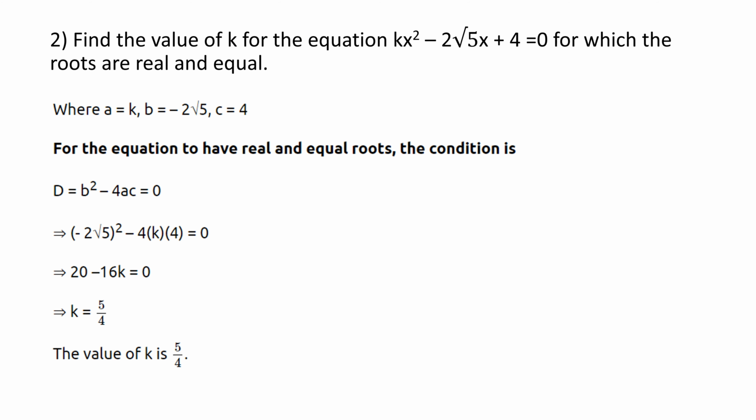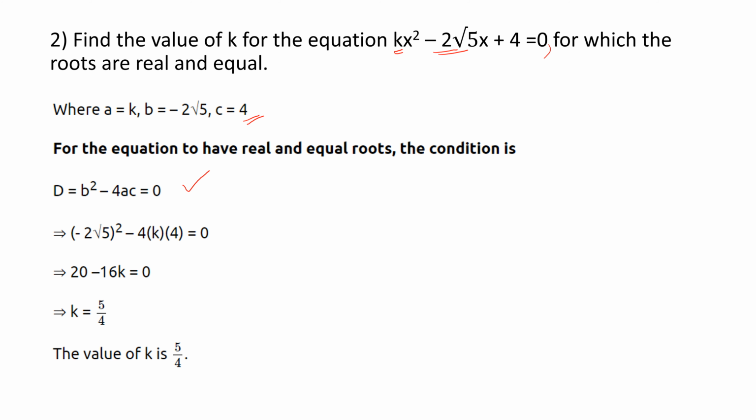Find the value of k for the equation kx square minus 2 root 5x plus 4 equal to 0 for which the roots are real and equal. So we know the condition for equation to have real and equal roots, that is discriminant is equal to b square minus 4ac equal to 0. Now what is a, b and c? A means coefficient of x square, b means the coefficient of x and c is the constant.